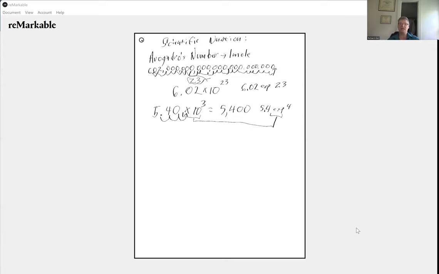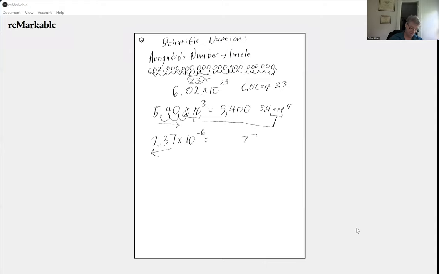I started off saying that scientific notation is shorthand for very large or very small numbers. How do you do small numbers? Well, suppose I have 2.37 times 10 to the negative 6. Now, when I have a positive number, I move the decimal point to the right. Now I have a negative number, so where do I want to move it? Not to the right. Now I want to move that decimal point to the left.